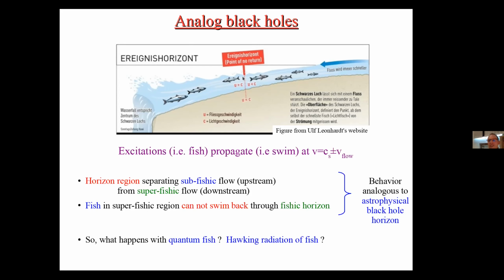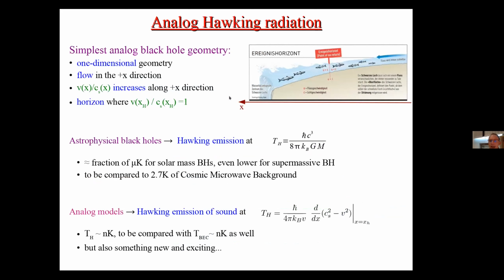So if you replace this fish with some generic excitation on a river, you can think that this point will behave as a horizon for this excitation. And one knows from high energy physics and quantum field theory on curved spacetimes that whenever there is a horizon, one expects some Hawking emission at a temperature determined by the surface gravity of the spacetime at the horizon. For astrophysical black holes, this Hawking temperature gives a fraction of a microkelvin for solar mass black holes, which is extremely low as compared to the cosmic microwave background.